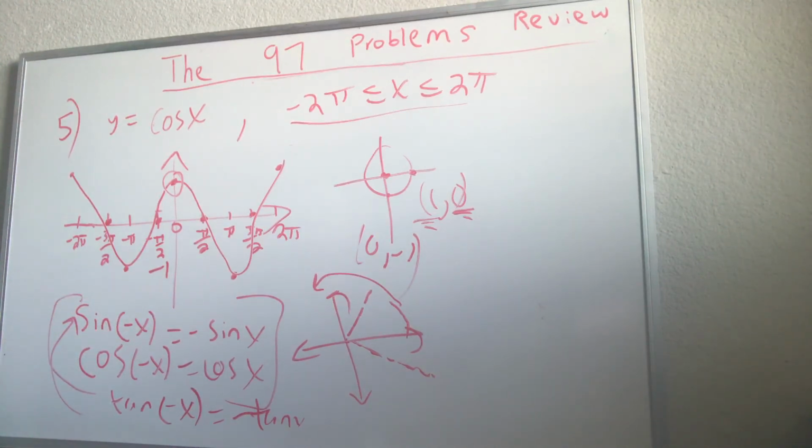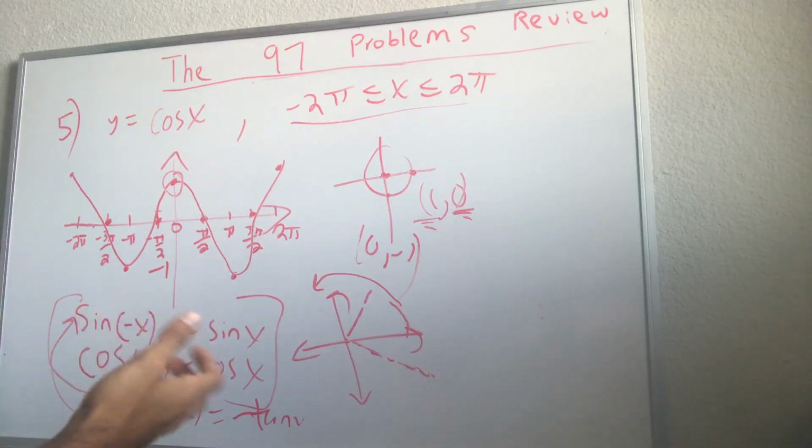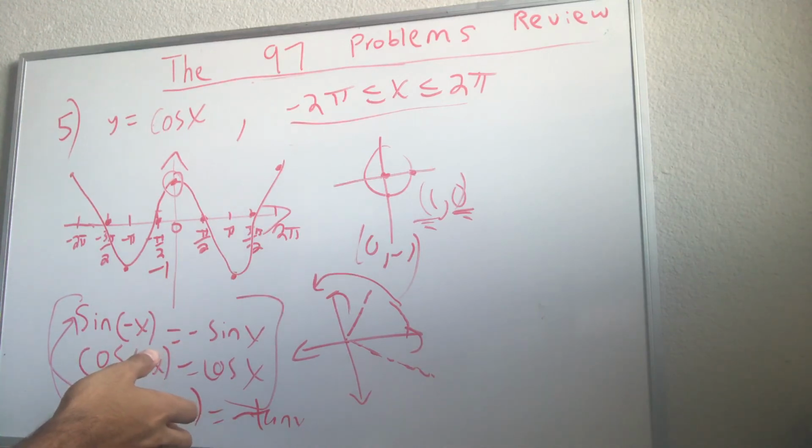But if you understand these three formulas, sine of negative x is equal to negative sine of x, cosine of negative x is equal to cosine of x, and tangent of negative x is equal to negative tangent of x, you should be able to graph these trigonometric functions with ease.